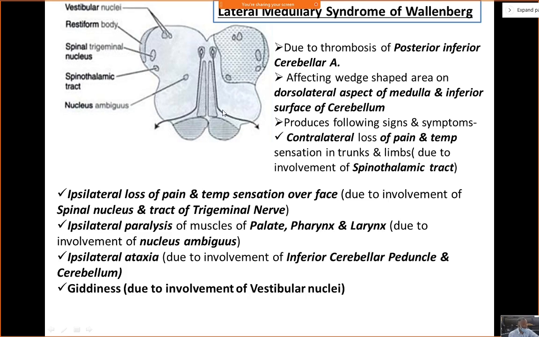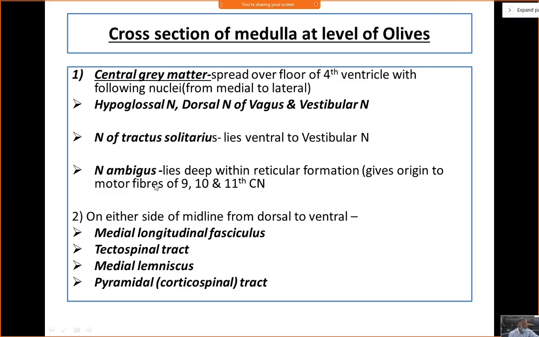So if a patient comes to you with a history of loss of sensation over the right side of the body and the left side of the facial region, then we have to think that this is due to posterior inferior cerebellar artery thrombosis. Then ipsilateral paralysis of muscles of the palate, pharynx and larynx, which is due to the nucleus ambiguus. Nucleus ambiguus, as I already told, carries 9, 10 and 11. The 9th, the glossopharyngeal, supplies one muscle, that is the muscle of the pharynx.